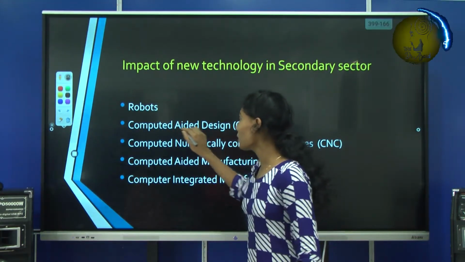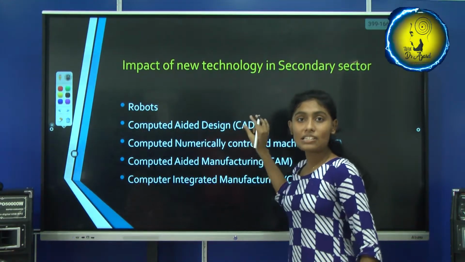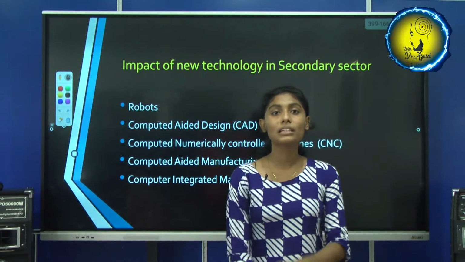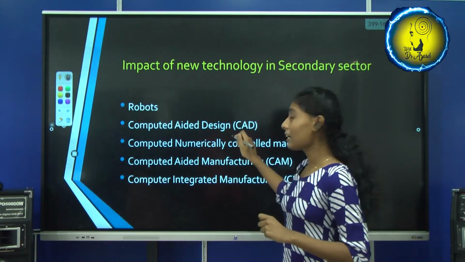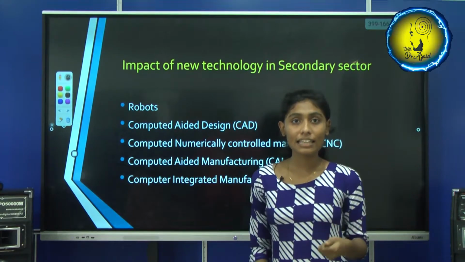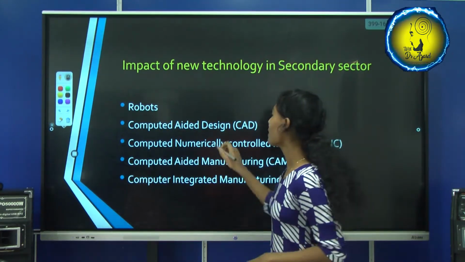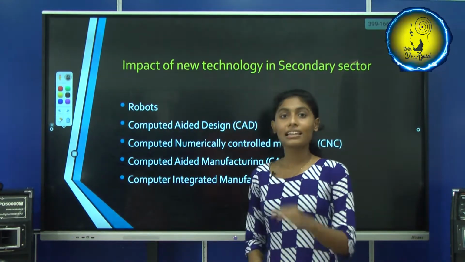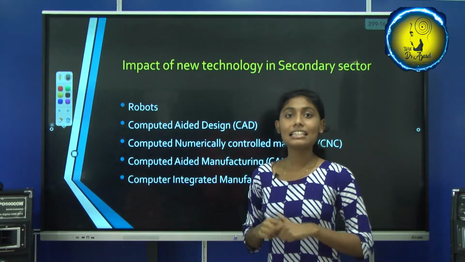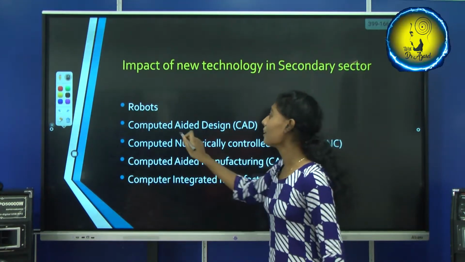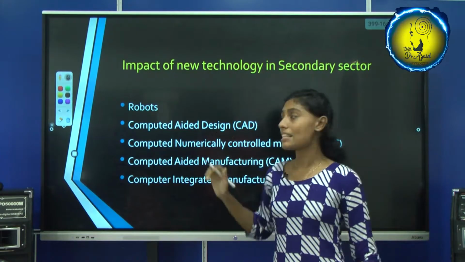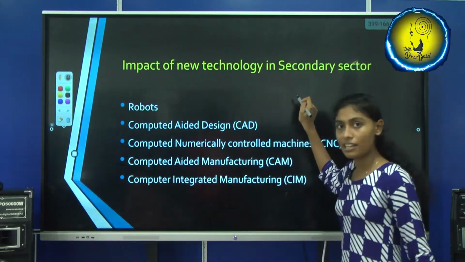Then we have computer aided design. This is a technology that we use to design a model, maybe a 3D car. If you Google and see the 3D models, then you can see computer aided designs. These are not actual cars. This is a design that is given by a computer, a machine. That's the technology used in the secondary sector.